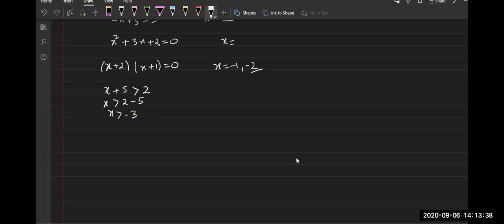For example, suppose I give you this problem: x plus 3 into x minus 2, divided by x plus 1, is greater than 0. Now tell me what we have to do. It is greater than 0. It is not equal to 0. That's the first thing.